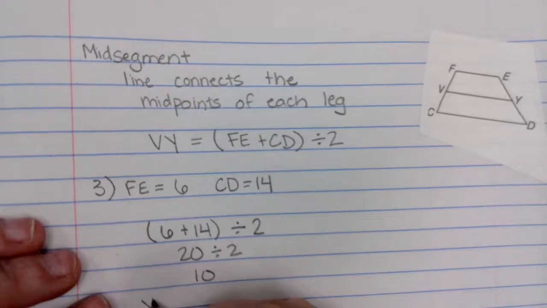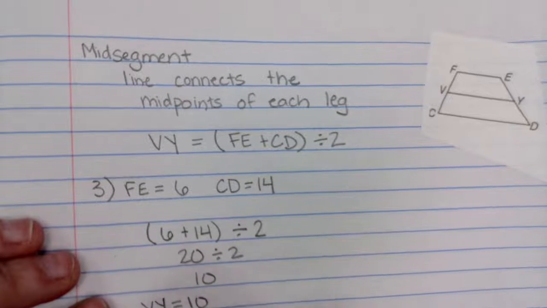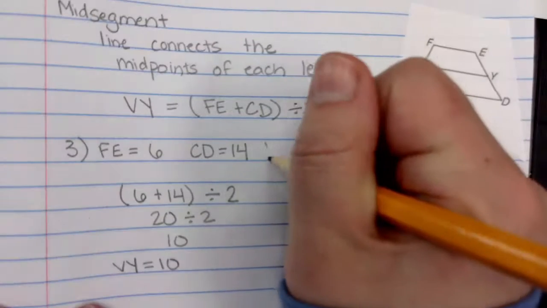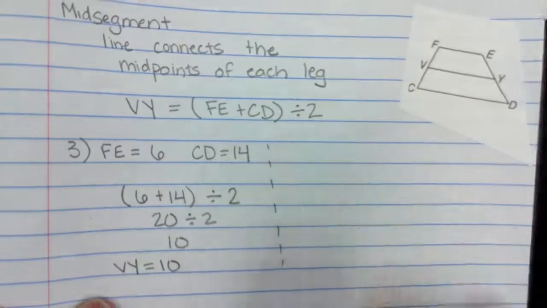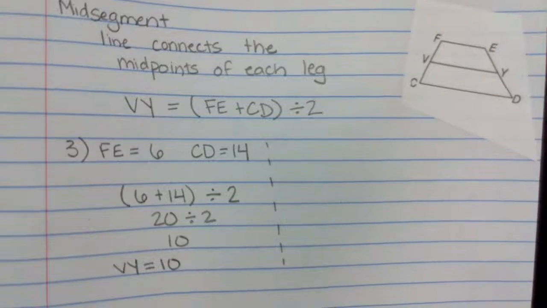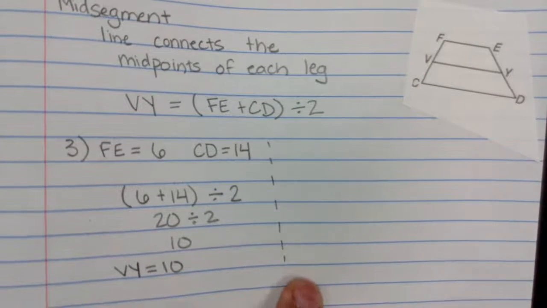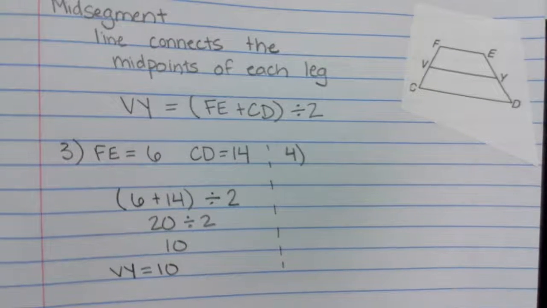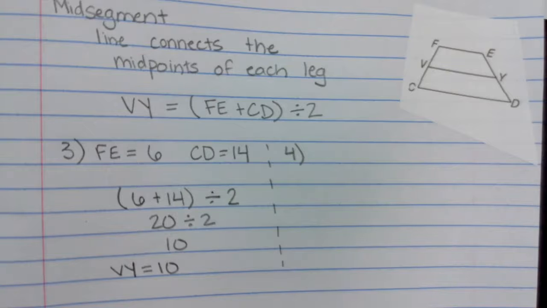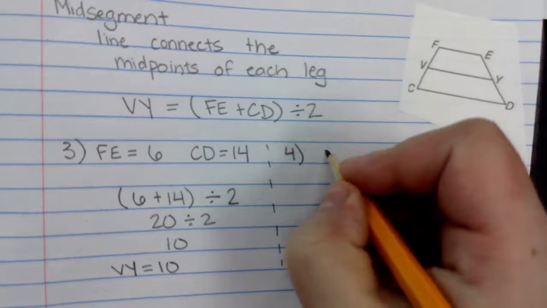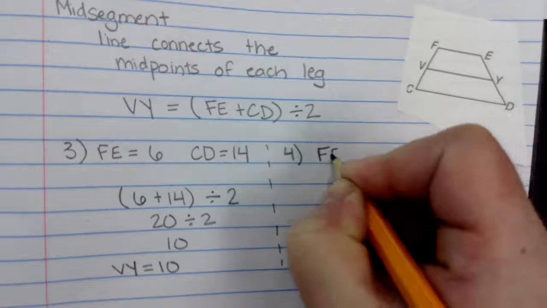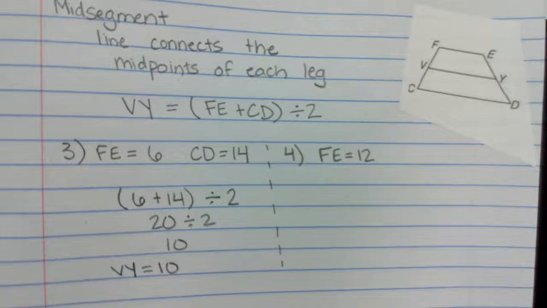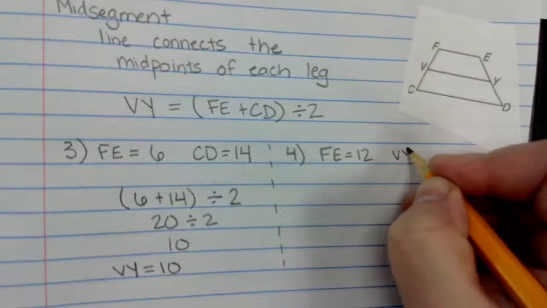We're going to do one more example like this. This one's a little bit different. I'm going to just write it next to it, though, because I didn't use a whole lot of space there. This is example number 4. All right. If FE equals 12 and VY equals 18, how can I find CD, the bottom?